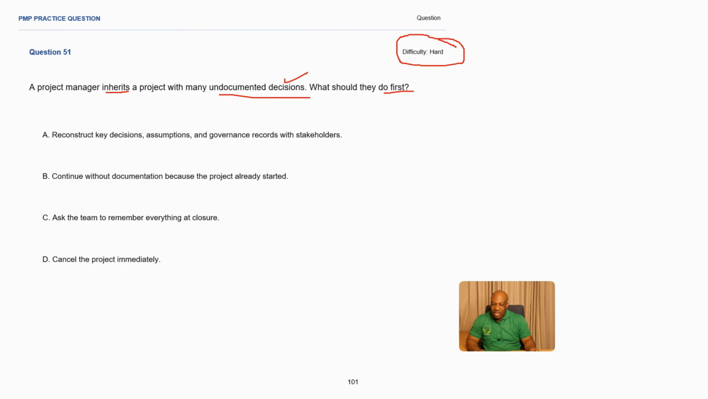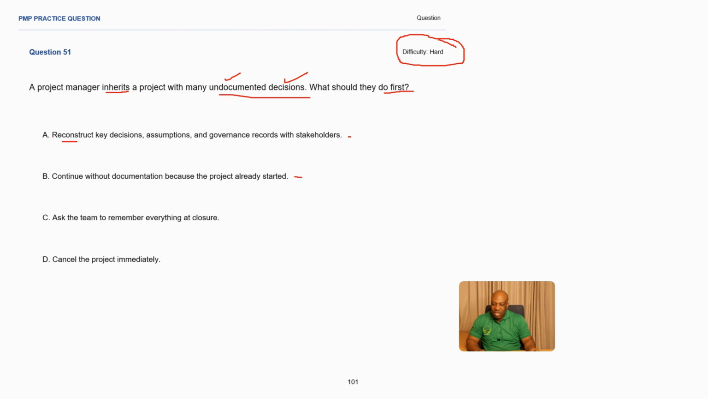Reconstruct key decisions, assumptions, and governance records with stakeholder. Okay, it makes sense. I like the word reconstruct because there's nothing that is documented. Let's look at the others. Continue with documentation because the project already started. All right. Okay, that's another one. Makes sense. Ask the team to remember everything at closure.